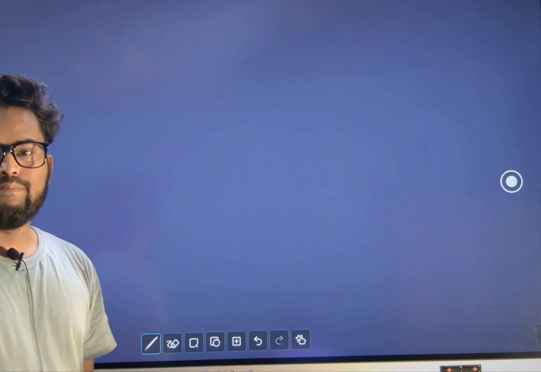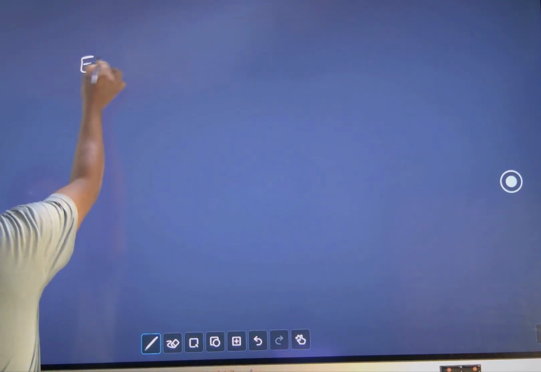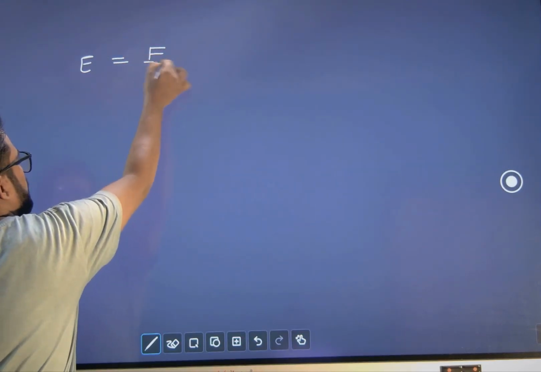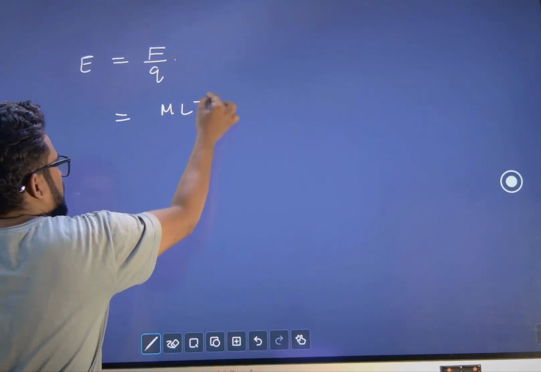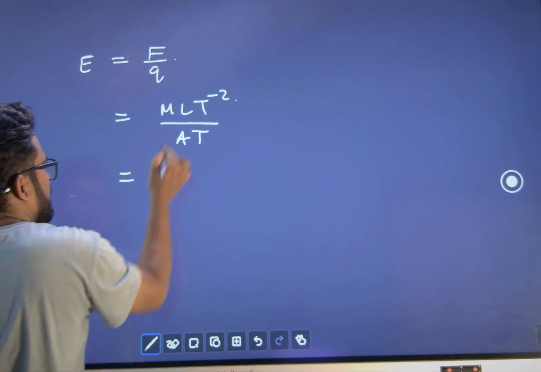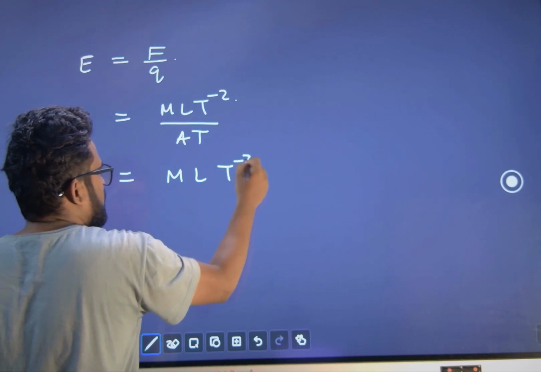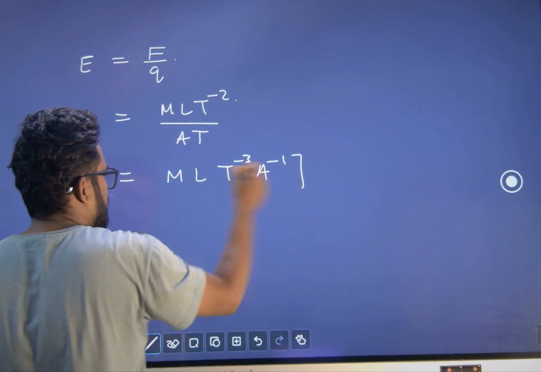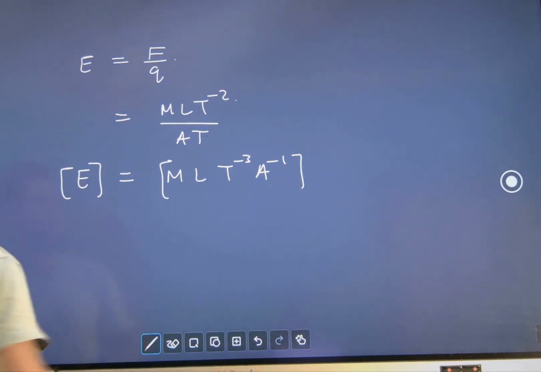So epsilon naught we have seen, mu naught we have seen. So next one we can do is the field. If you talk about electric field, it is given as force per unit charge. Force is MLT minus 2, charge is AT. So it would become MLT minus 3 A minus 1. That is the dimensional formula of electric field.